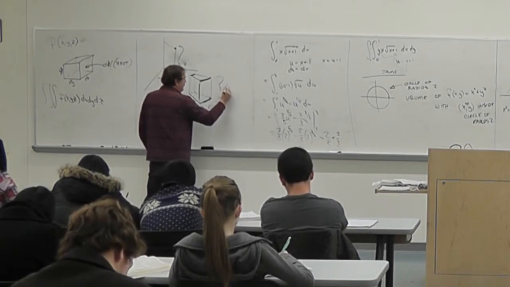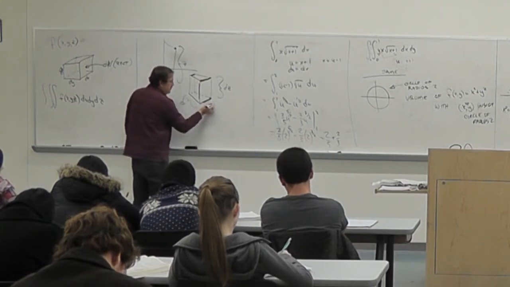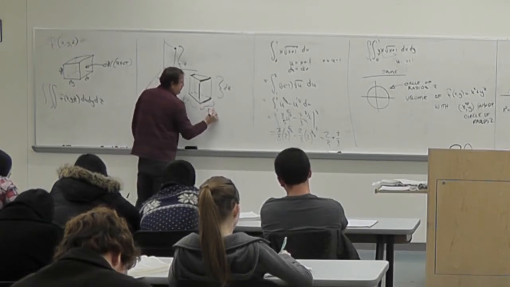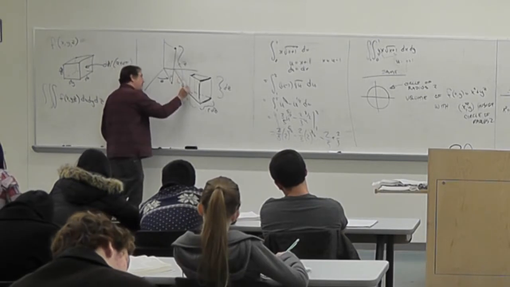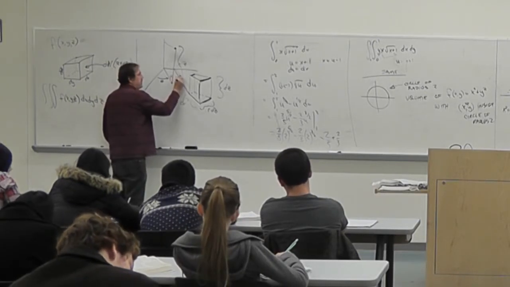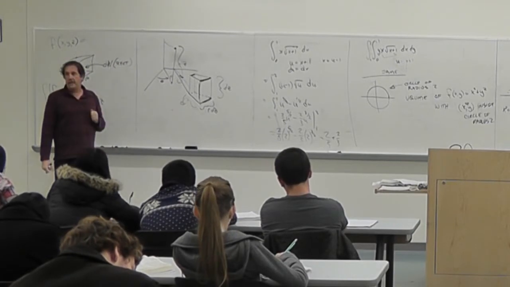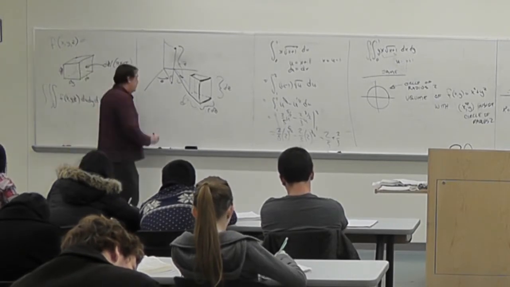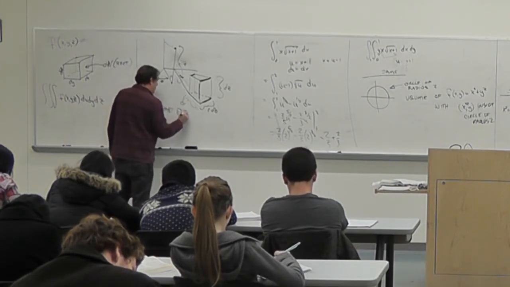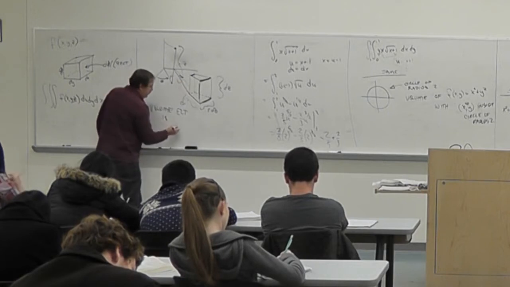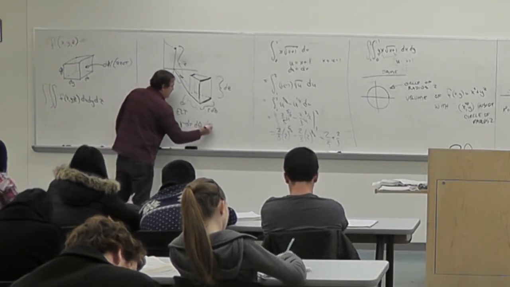And this is dz. But of course, this length depends on how far out I am. So in fact, it's r d theta. So if I let theta here vary, then that length is already there. So my volume element is just like before, r dr d theta dz.